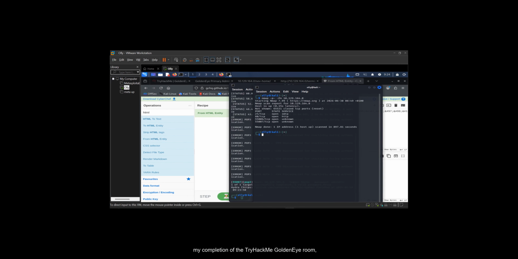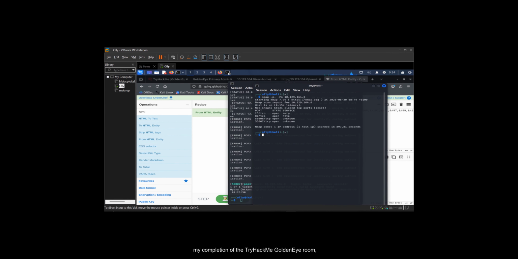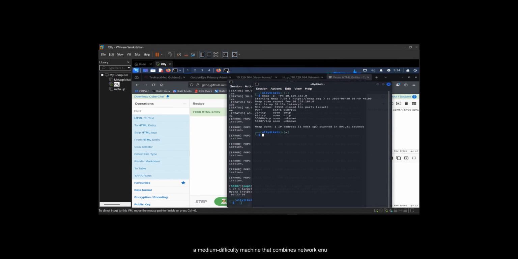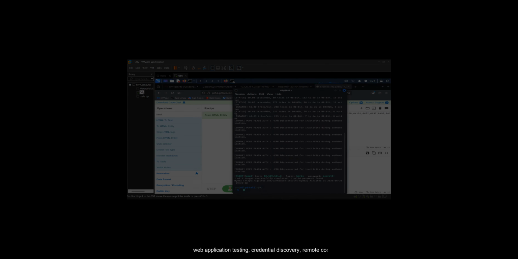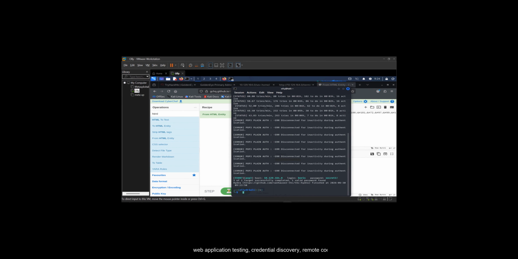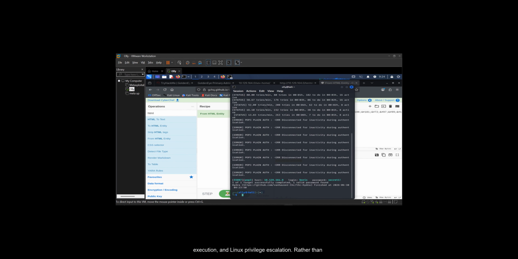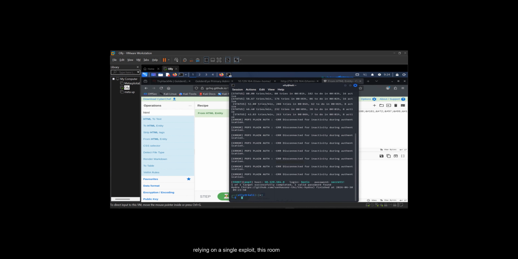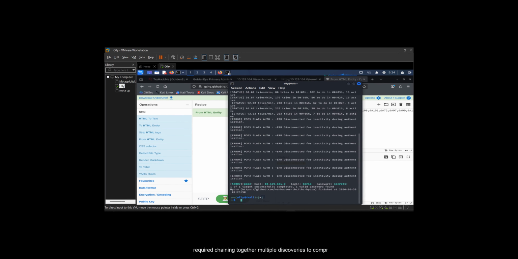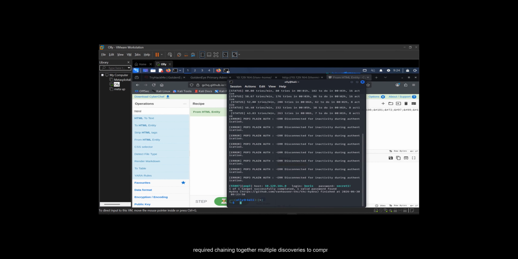In today's project, I'll be walking through my completion of the TryHackMe GoldenEye room, a medium difficulty machine that combines network enumeration, web application testing, credential discovery, remote code execution, and Linux privilege escalation. Rather than relying on a single exploit, this room required chaining together multiple discoveries to compromise the target system successfully.